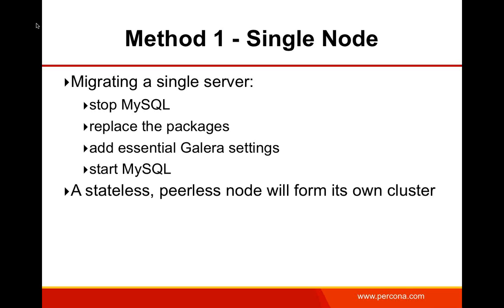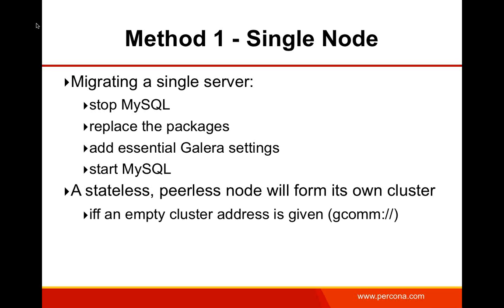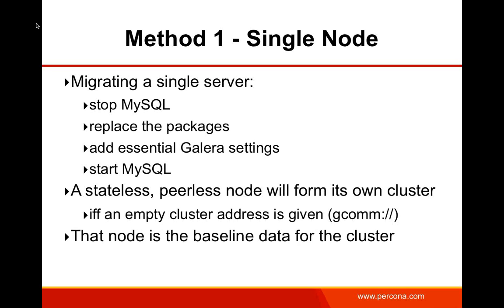So a stateless, peerless node that has no other cluster to connect to is going to form its own cluster when you give a gcomm address with no IP address and port for it to connect to. That's a signal for it to form its own cluster and start as a baseline. So at that point, the data that's in that one specific node, whatever was there in the data directory, is the baseline for the cluster. And then every new node that joins the cluster after that will get an SST of that baseline data and whatever's changed since then.